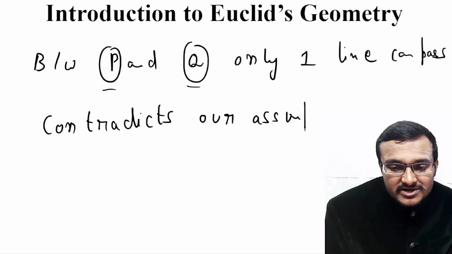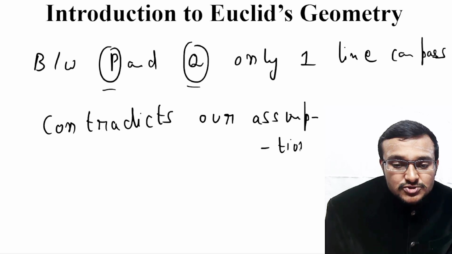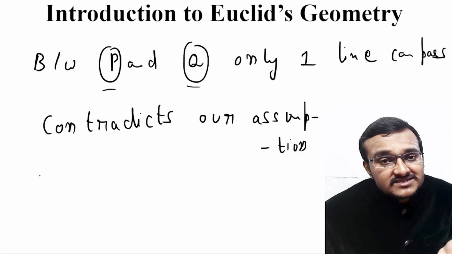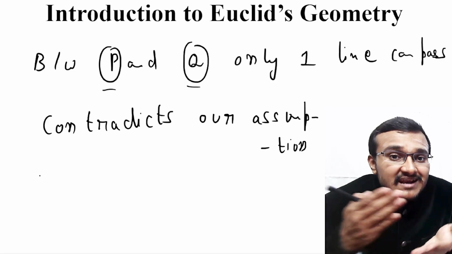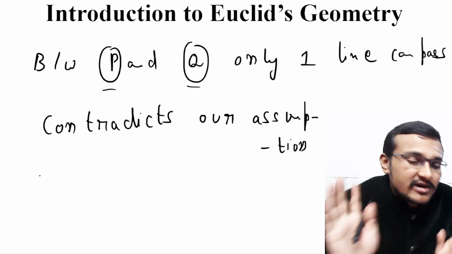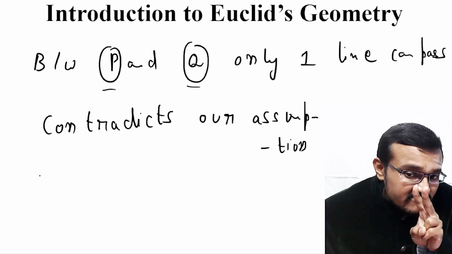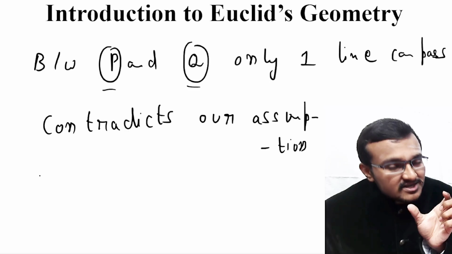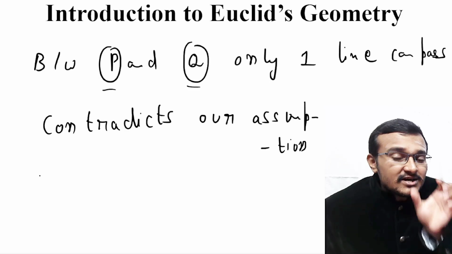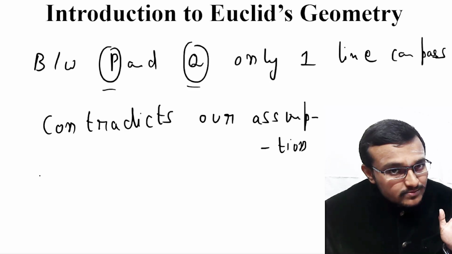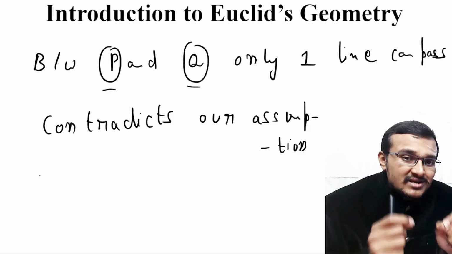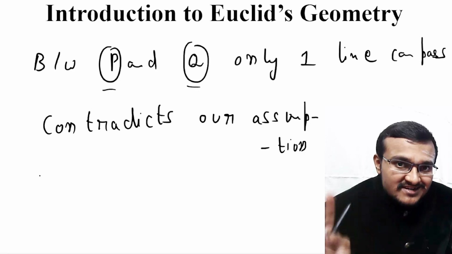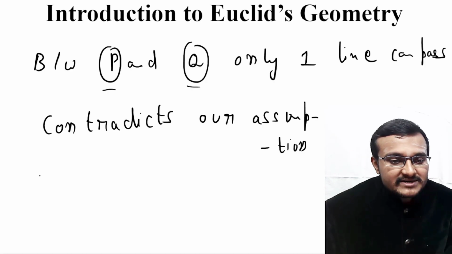Because this is contradicting our assumption, the theorem is proved. That is, two distinct lines cannot have more than one common point. So that means we are assuming 2 points, but only one line can pass through these 2 points. So that shows 2 lines cannot pass through these 2 points. So 2 distinct lines can have only one common point.